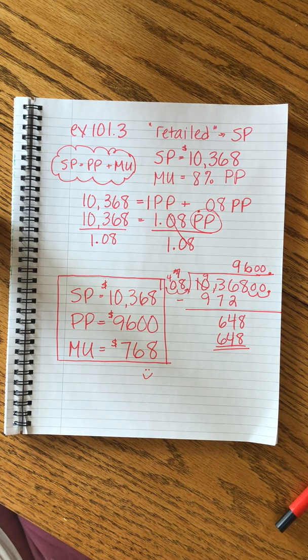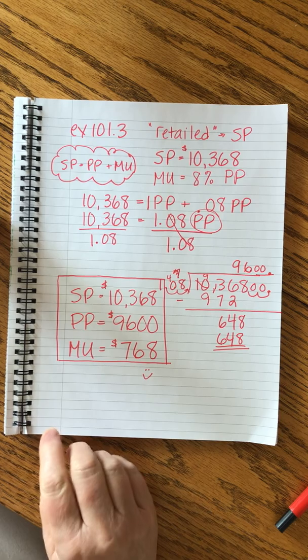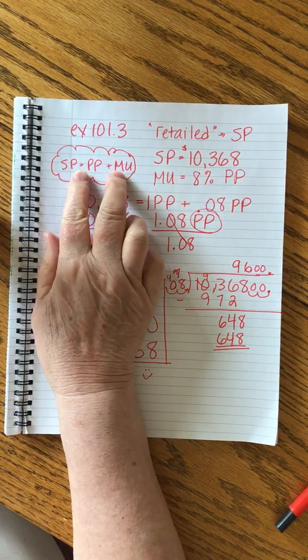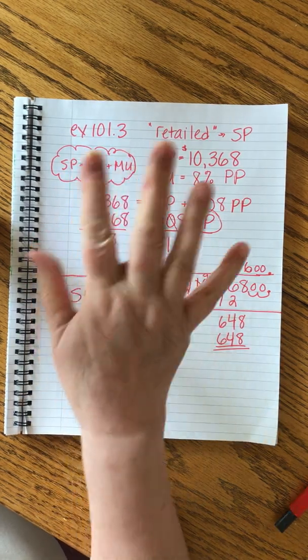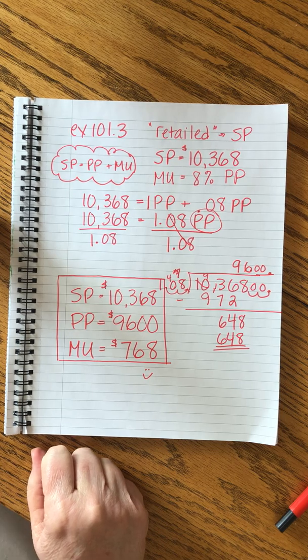Okay, that is the end of lesson 101. We are not really going to build on that. I think there's another lesson or two that talk about other aspects of business math, but this selling price equals the purchase price plus the markup, that's all we're going to do with this.